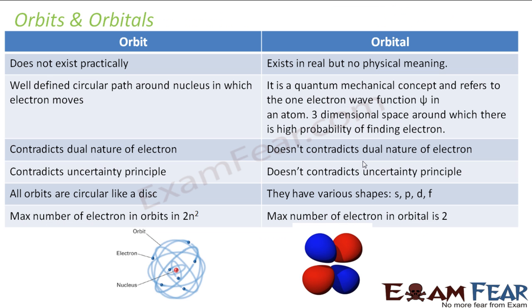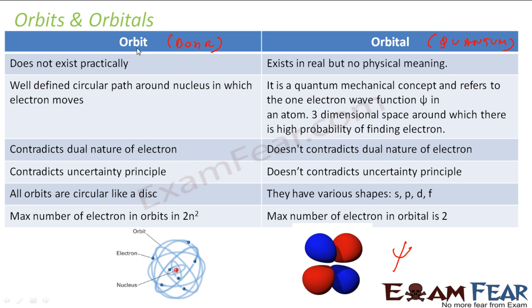First, let's differentiate between orbit and orbital. Orbit is something which is given by Bohr, and orbital is given by quantum physics. Actually, orbit doesn't exist practically. This orbit is just a concept. Actually, if you see the atom, there is no orbit. Orbitals exist, but they don't have any physical meaning. They are nothing but the wave function psi.